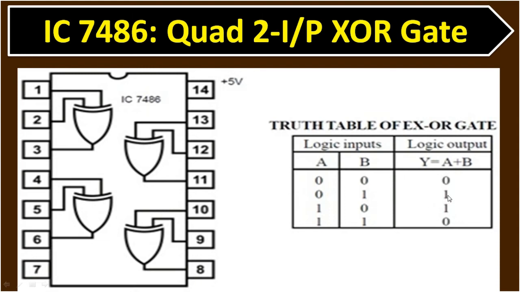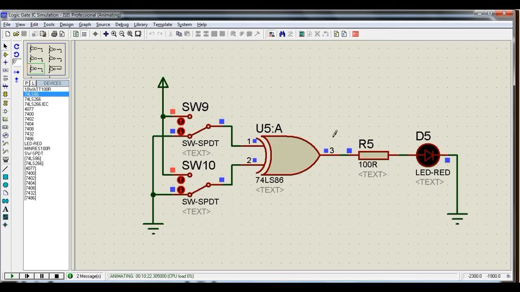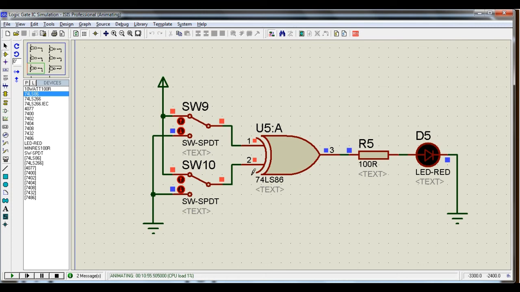Now let us see the practical simulation of 7486. So here you can see 7486 is the IC number. Initially for the 0-0 combination, the output of XOR is 0. For the 0-1 combination, output of XOR is 1. So the LED is turned on. Now for 1-0, still the LED is in on state, and for 1-1, the LED is in off state. So for the 0-0 and 1-1 combinations, the LED remains in off state. So this is the practical simulation of the XOR gate.